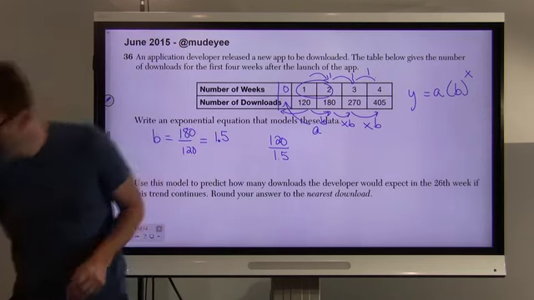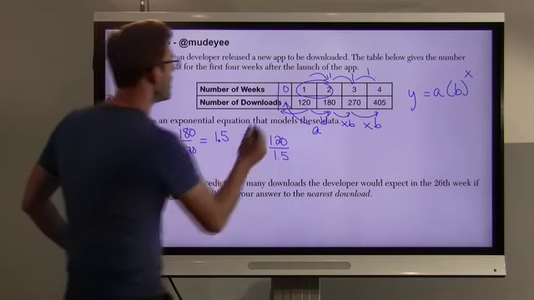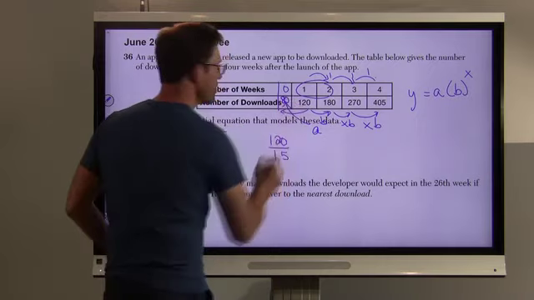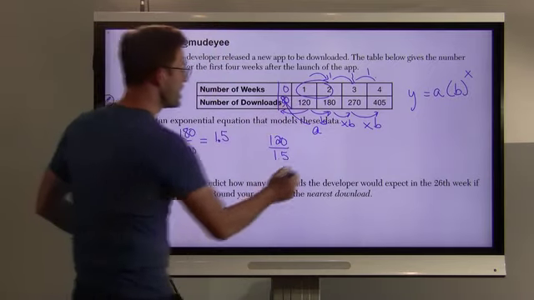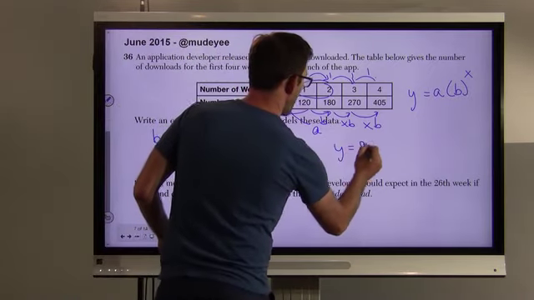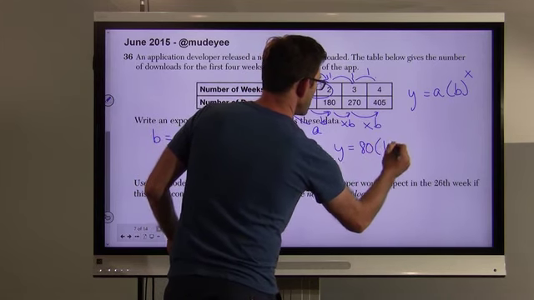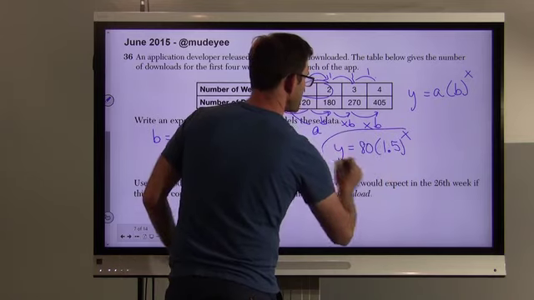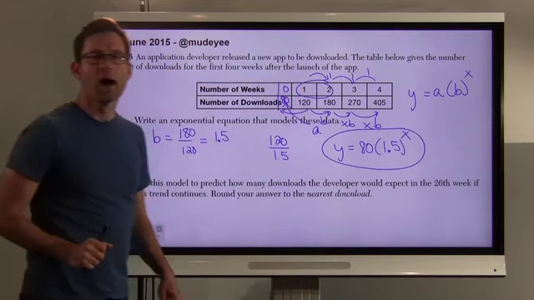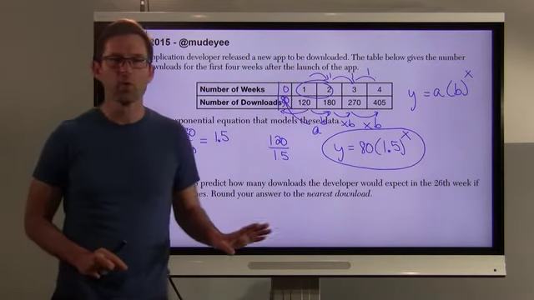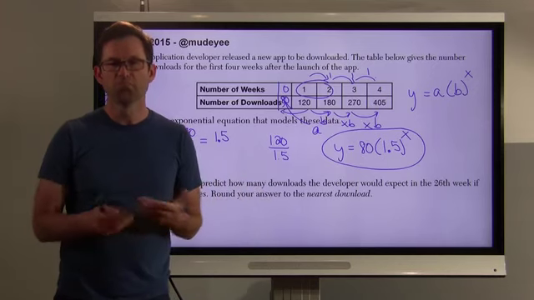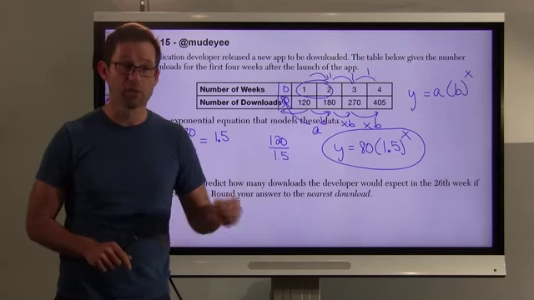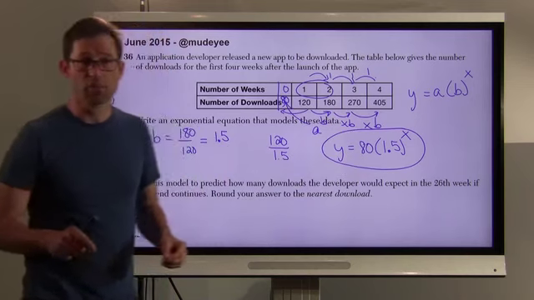Yep, it's 80. So what should be sitting right here is the number 80, in which case my equation is y equals 80 times 1.5 to the x. All right. I'm not going to do the rest of this problem. I kind of thought I would, but again, we've spent enough time on exponentials, and we want to keep moving along to hit some more topics.